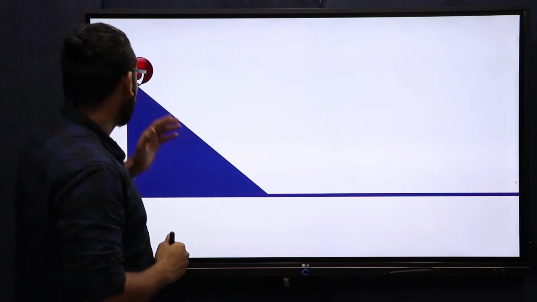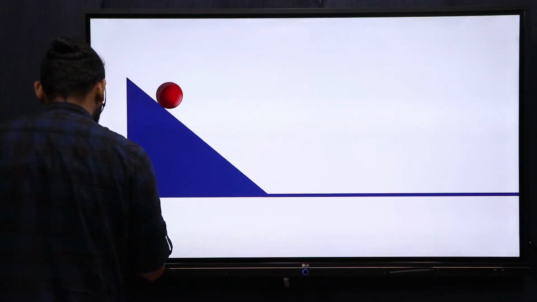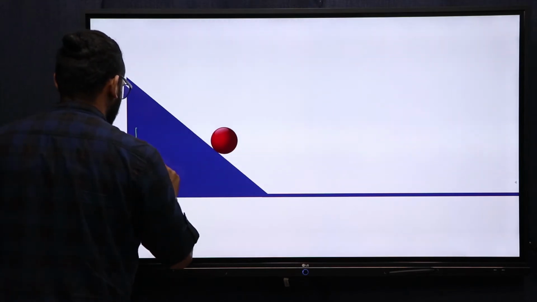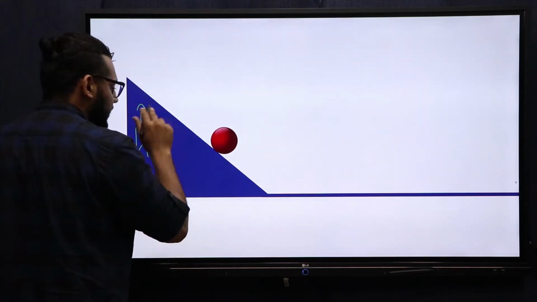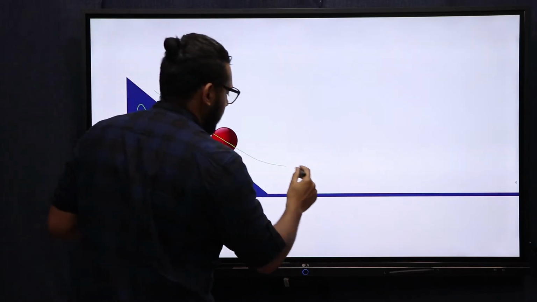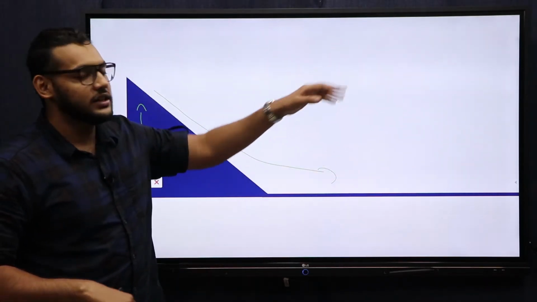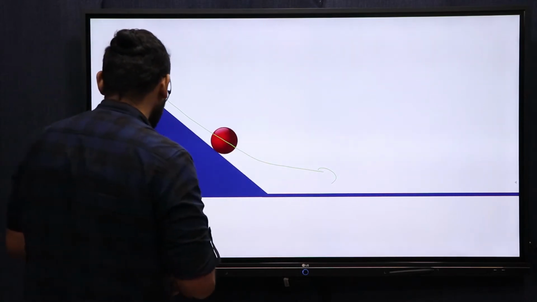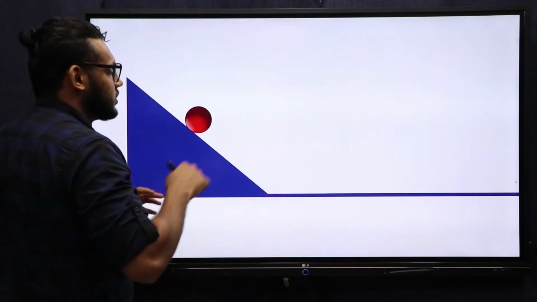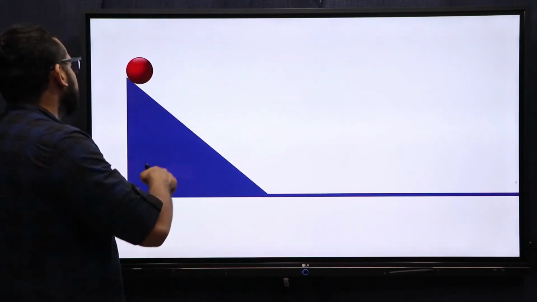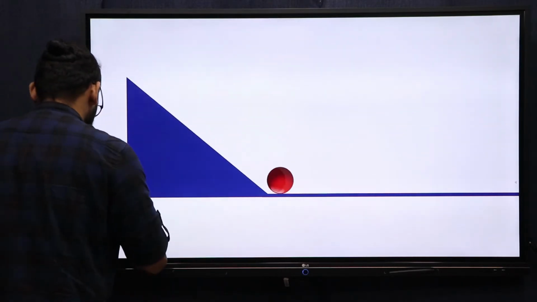Now, he took a ball from a height h1, same ramp. He released it from the top. He wanted to know what would happen if there was no ramp on the other side for the ball to climb up. Now, he watched it and he saw it kept on rolling for a long time before it came to a stop. He repeated this also a lot of times.